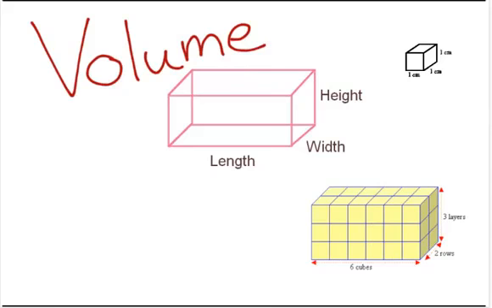Now volume. Volume is basically the amount of little cubes you can put inside a shape. Like you can see in yellow, we have 6 cubes at the bottom that represents the length, 2 cubes for the width, and 3 cubes for the height. So I'm counting the amount of little cubes I can put in my shape. But instead of counting them one by one, mathematicians came up with a formula.